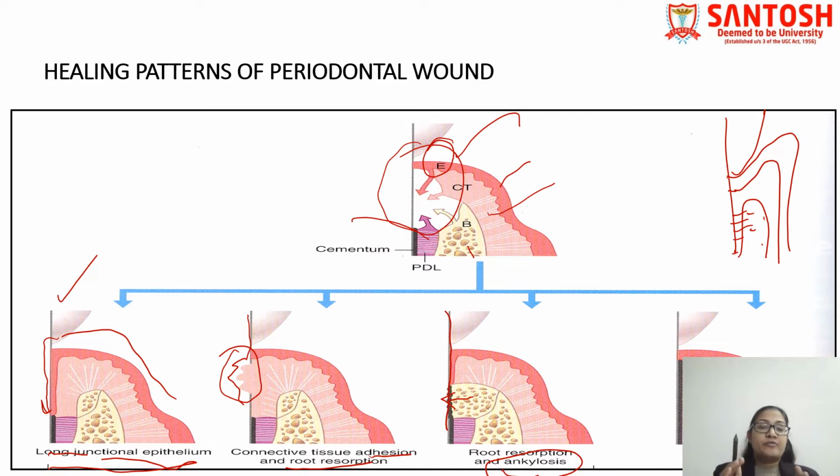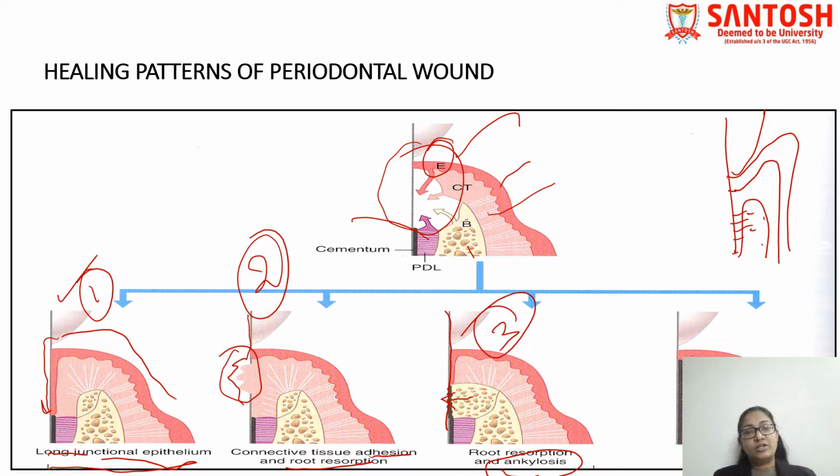Now the epithelial cells are the first ones to repopulate the wound because they are the fastest growing cells. So if compartment number 1 was to repopulate, you get long junctional epithelium. If you have connective tissue, then what you get is connective tissue adhesion and root resorption. Compartment number 3 would be your alveolar bone, right? So if it's your alveolar bone, you're going to land up with ankylosis.